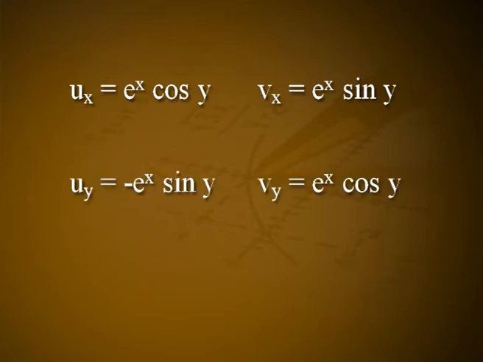vx, which is the partial derivative of v with respect to x, is e raised to x sin y. uy, the partial derivative of u with respect to y, is equal to minus e raised to x sin y. Similarly, vy, partial derivative of v with respect to y, is equal to e raised to x cos y. Now we can see that ux equals vy and uy equals minus vx, which is the Cauchy-Riemann equation. Now consider another example.